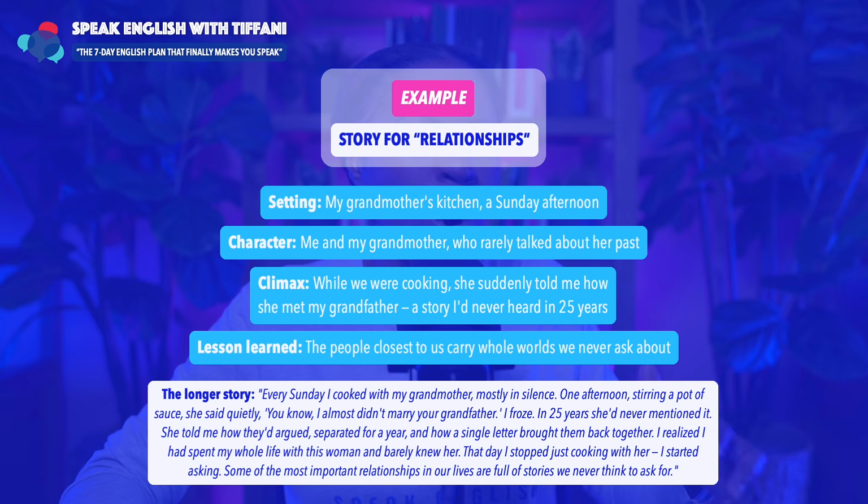She told me how they'd argued, separated for a year, and how a single letter brought them back together. I realized I had spent my whole life with this woman and barely knew her. That day, I stopped just cooking with her. I started asking. Some of the most important relationships in our lives are full of stories we never think to ask for. You see what happened, right? We took the elements of the story and turned them into a longer story.